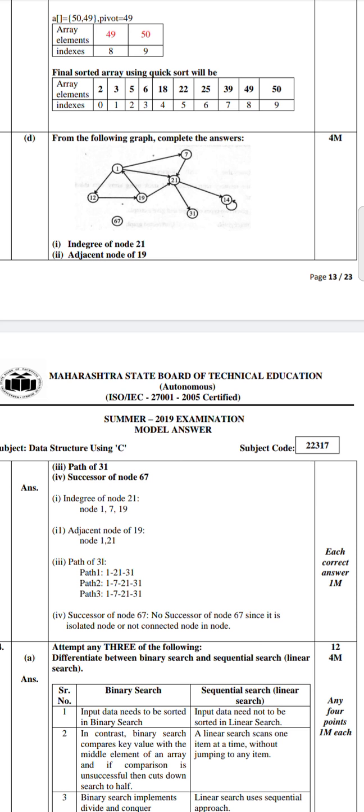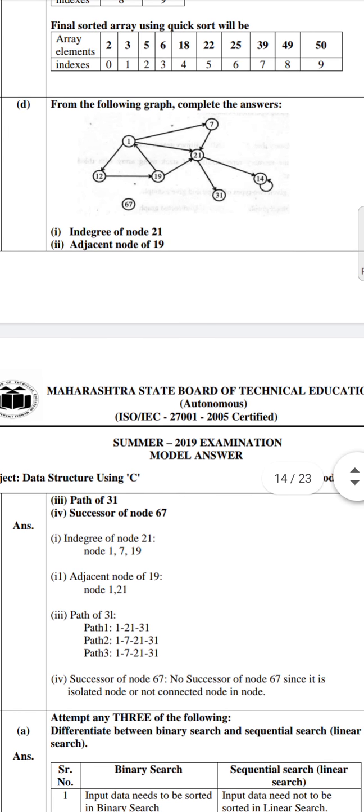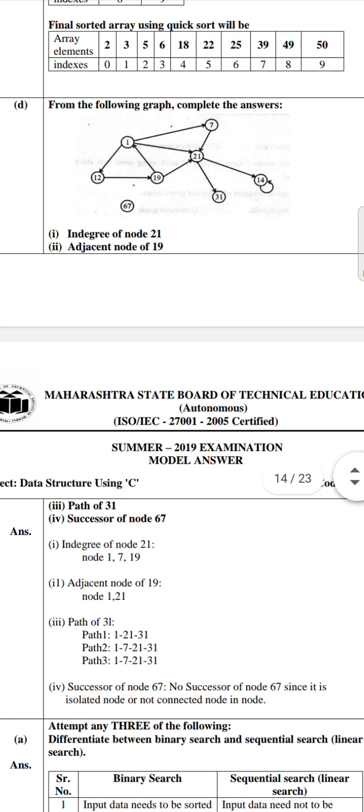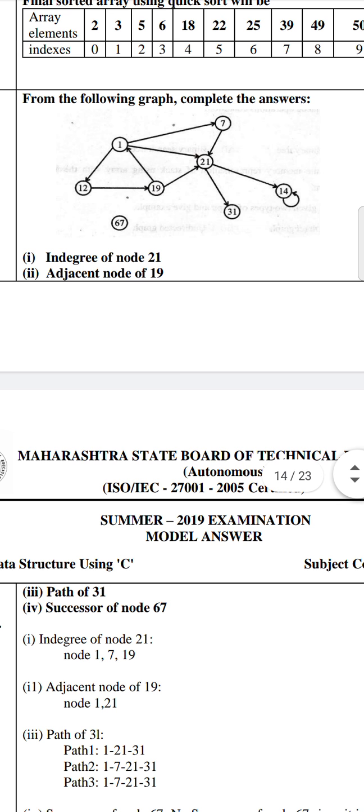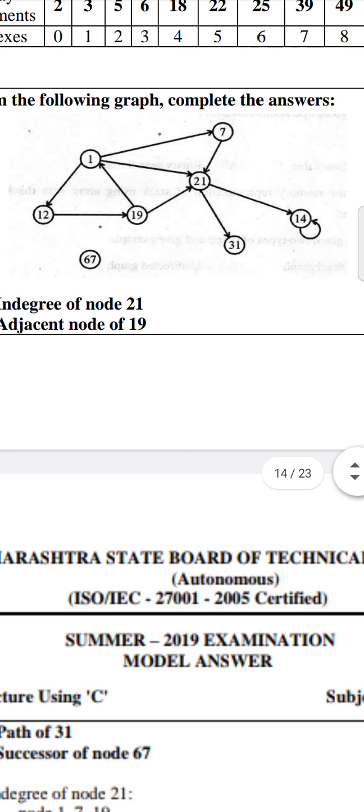So first is the in degree of node 21. If you observe this particular node 21, to find the in degree of a node, what is the logic? We have to find the number of incoming edges to a given node. So our node of interest is 21. For node 21, the number of edges incoming to it is 3 edges, right? These are the 3 edges which are incoming to node 21, or it is also called incident to node 21. So the in degree of node 21 is 3.